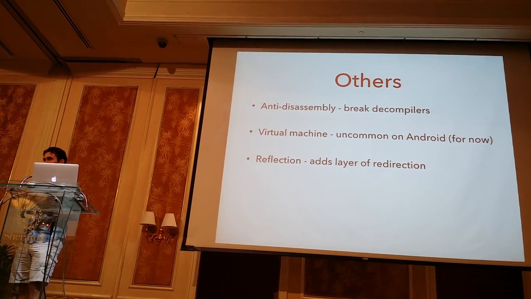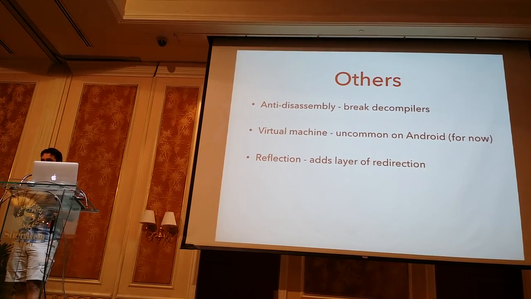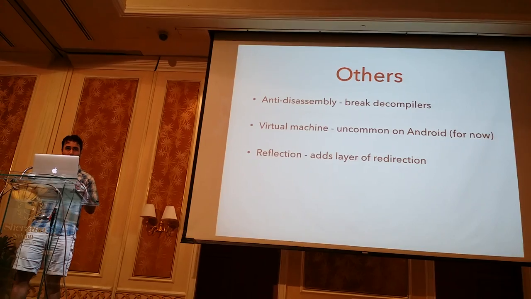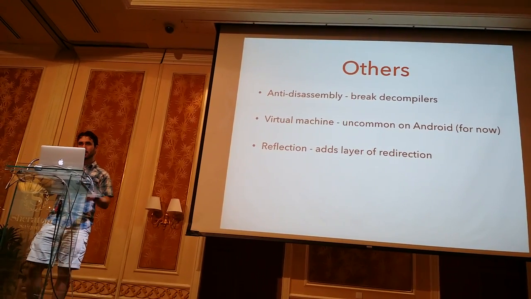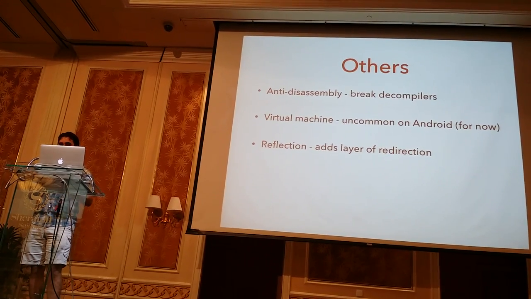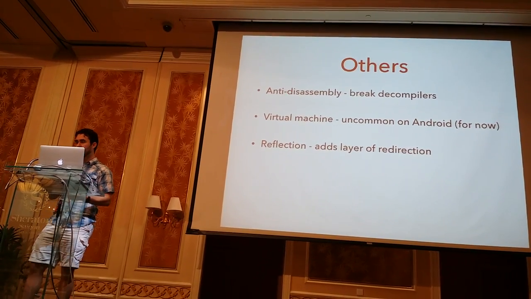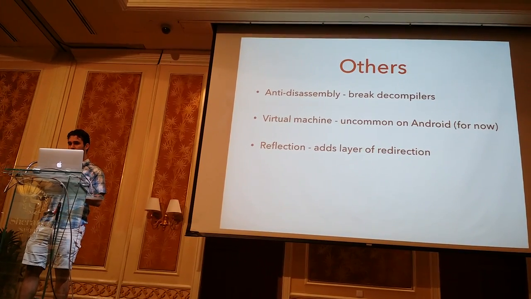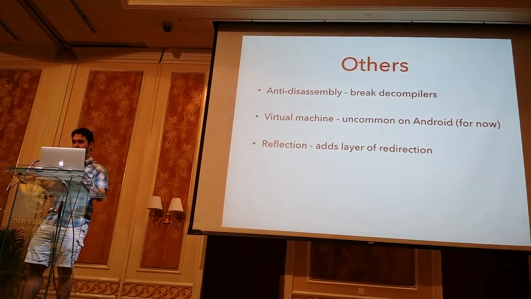And then you have reflection. If anyone's used Java, you've probably seen Java reflection before. This adds another layer of redirection that can make things more difficult. Not only that, but method names and class names can be represented as strings, which you can then combine with literal encryption. So you end up having many, many layers of obfuscation. This is what DexGuard does, and I'll be showing something like this in a later slide.